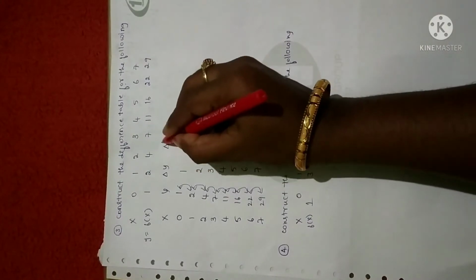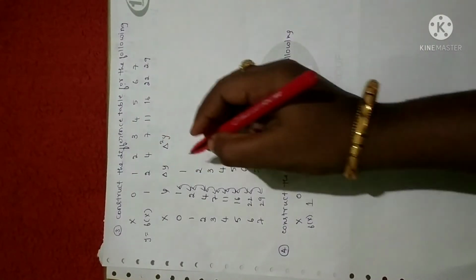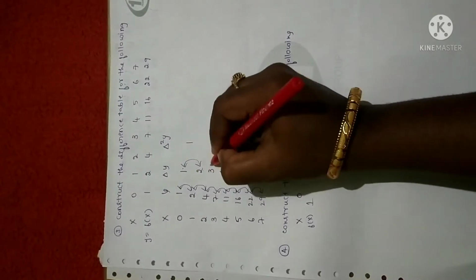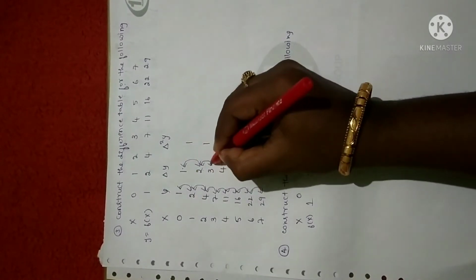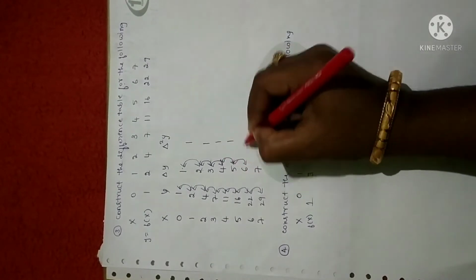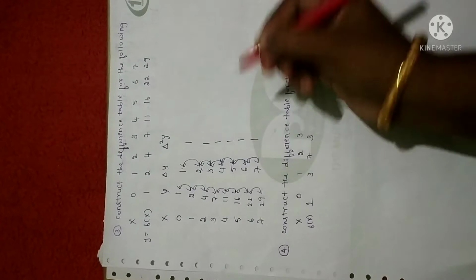Next, the second forward difference is delta square y. It is given by 2 minus 1, similar subtraction, which is 1. 3 minus 2 is 1. 4 minus 3 is 1. 5 minus 4 is 1. 6 minus 5 is 1. 7 minus 6 is 1.